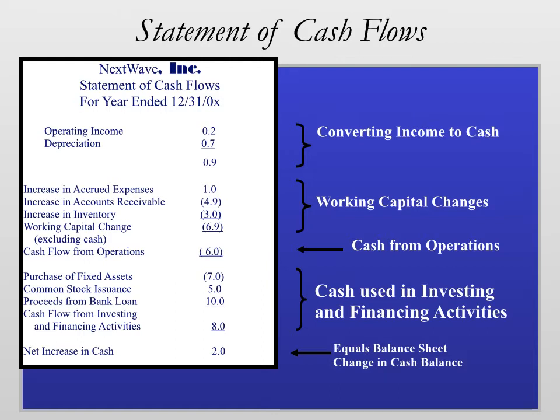Same thing with the inventory. So in this case, we had a working capital change, or the change in current asset, current liability accounts other than cash, of negative $6.9 million. So if you took the 0.9 cash from operations, subtract from that the working capital change, you'd end up with a cash flow from operations of negative $6 million.